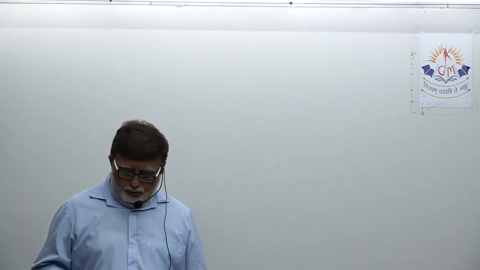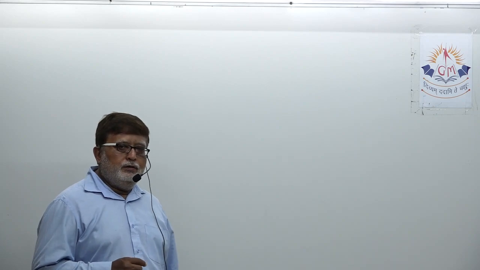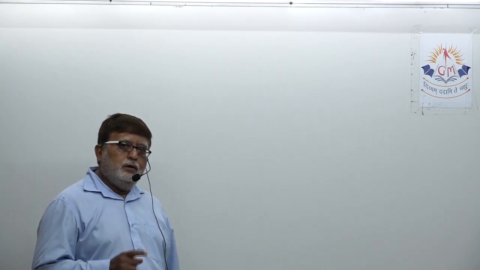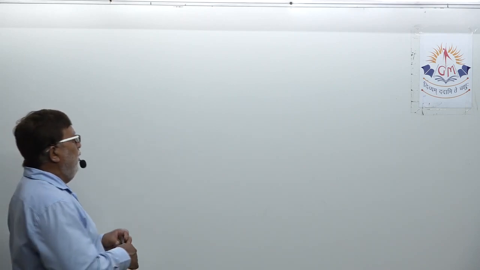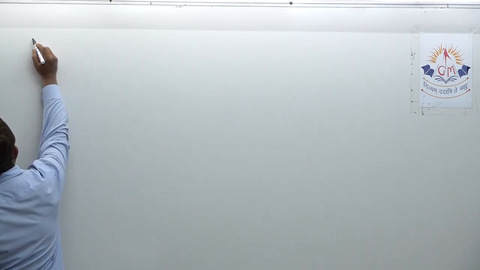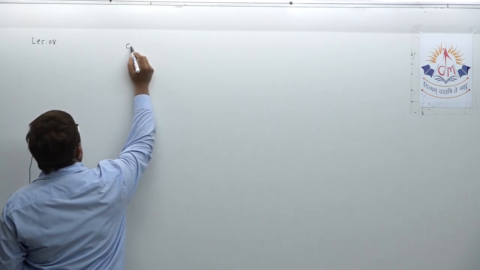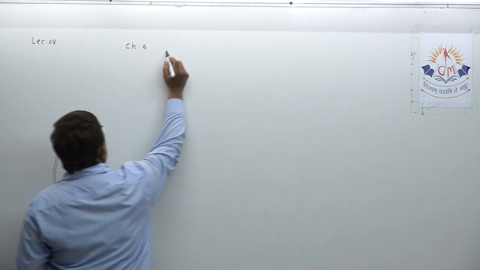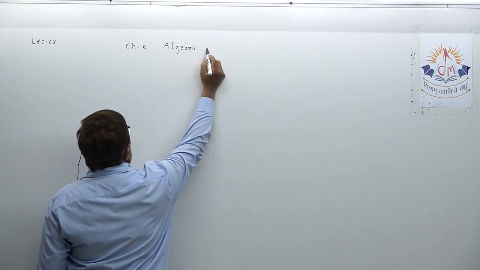Okay. Now, dear students, today's lecture is for understanding the utilization of the same identity which was explained in lectures number 6 and 7, but in a different way. How? Today's lecture number 8, chapter number 5, as you all know. The title of the chapter is algebraic expression.